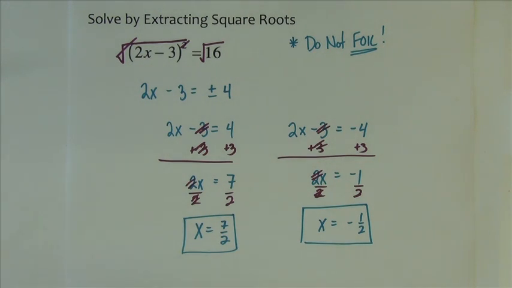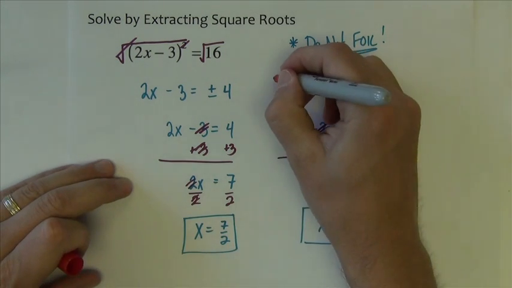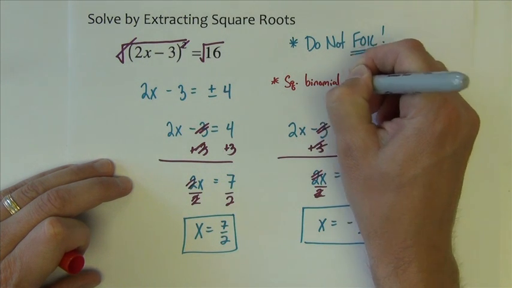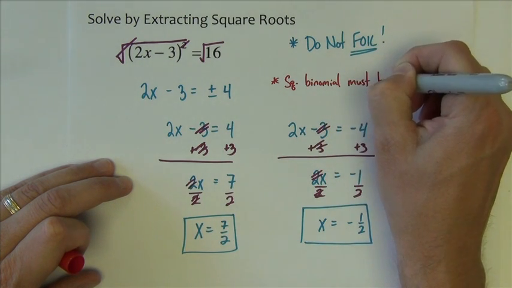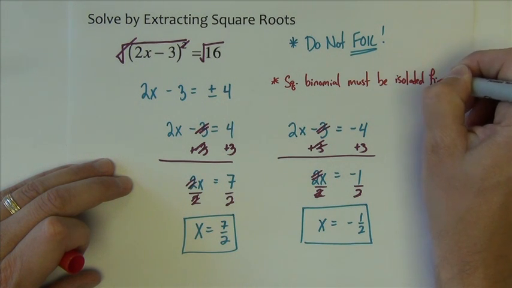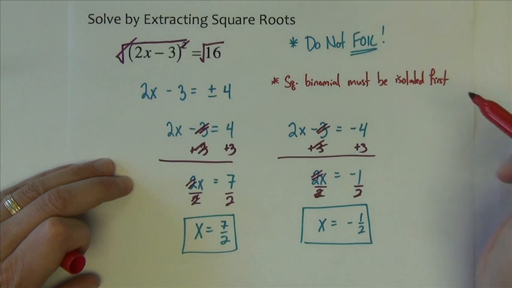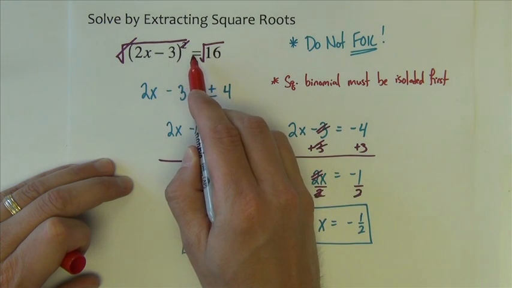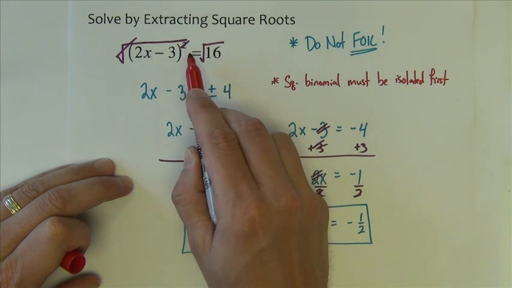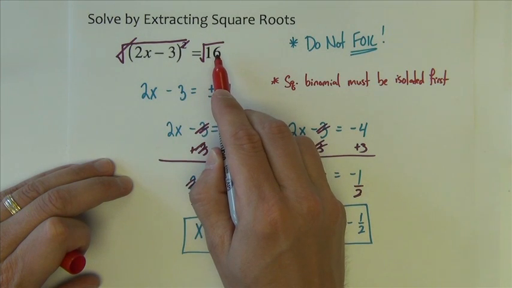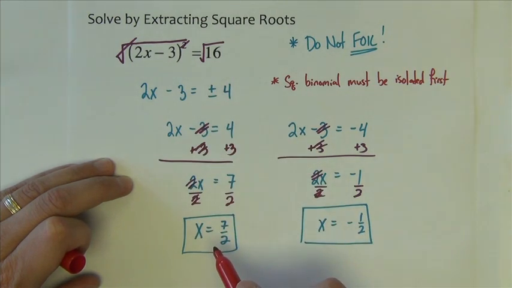I will say one thing about this here real quick is that the square binomial must be, I'll say, isolated first. Okay, what do I mean by that? Is we couldn't have 2x minus 3 squared plus something equals 16. If we had something else on this side that was added or subtracted to the binomial, I don't want to move it over first and then do all this stuff.